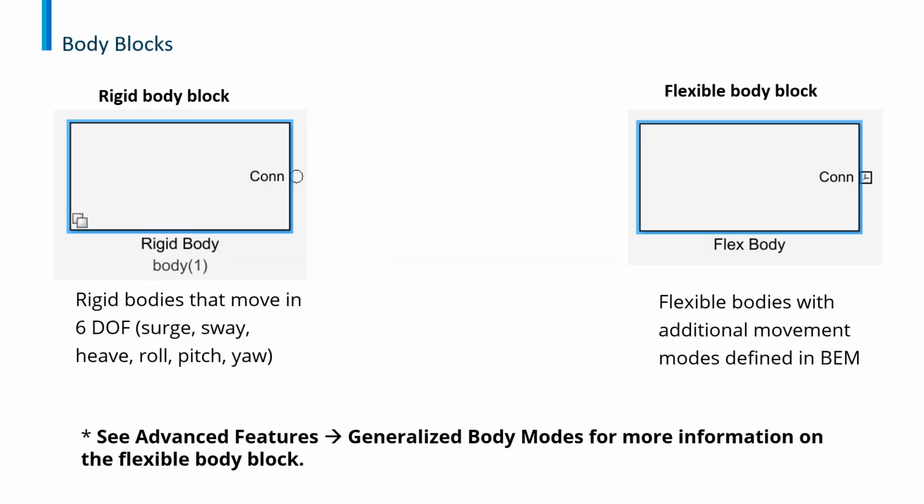Further, there are two different types of hydrodynamic bodies that can be used in WEC Sim. Typically, a rigid body is used because it has 6 degrees of freedom as defined conventionally for marine systems. However, some systems do require generalized modes that are defined by the user. These are typically used for flexible bodies.